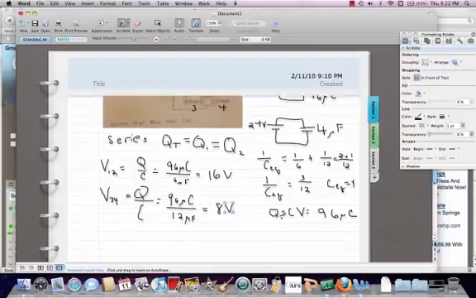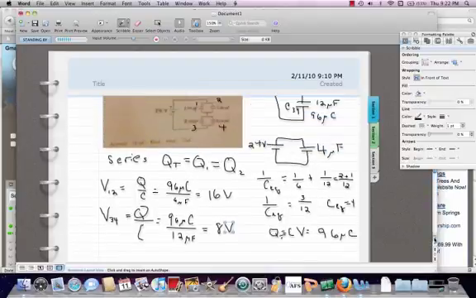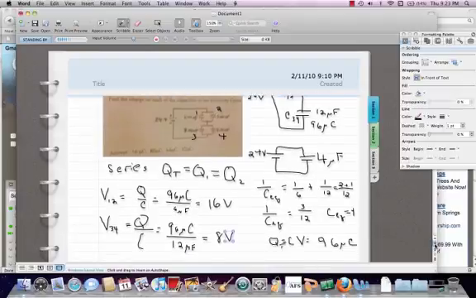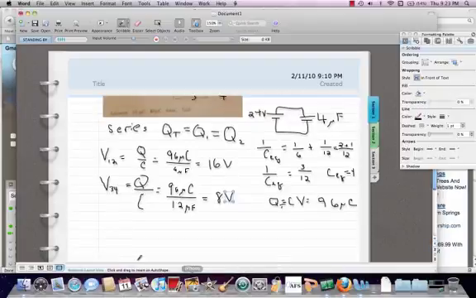So now if I look at my original circuit here, I can see that my voltage is going to be the same going into each one of these capacitors. So I'm going to use 16 volts here. I know there's 16 volts across this capacitor, and 16 volts across this capacitor. Since I also know the capacitance, I can find the charge. So Q1 is going to equal C1 times V1.